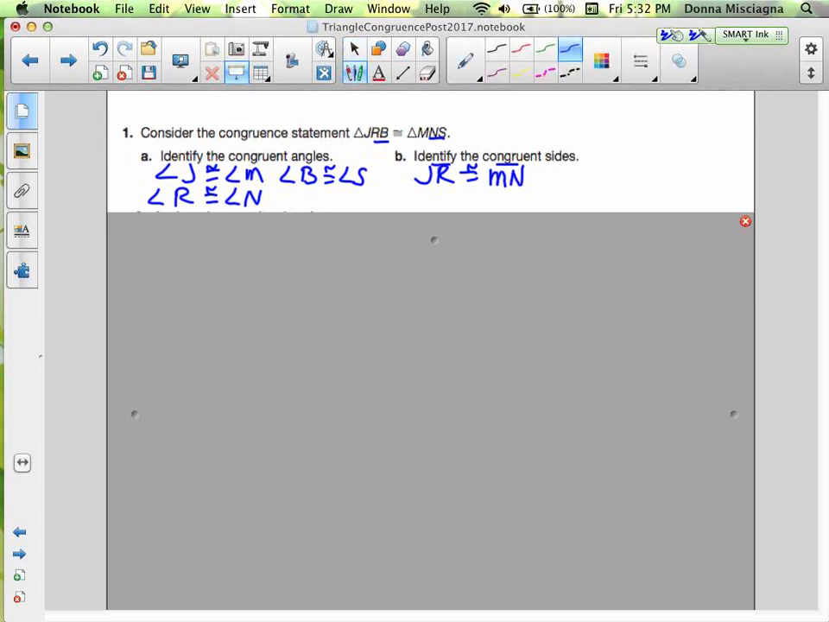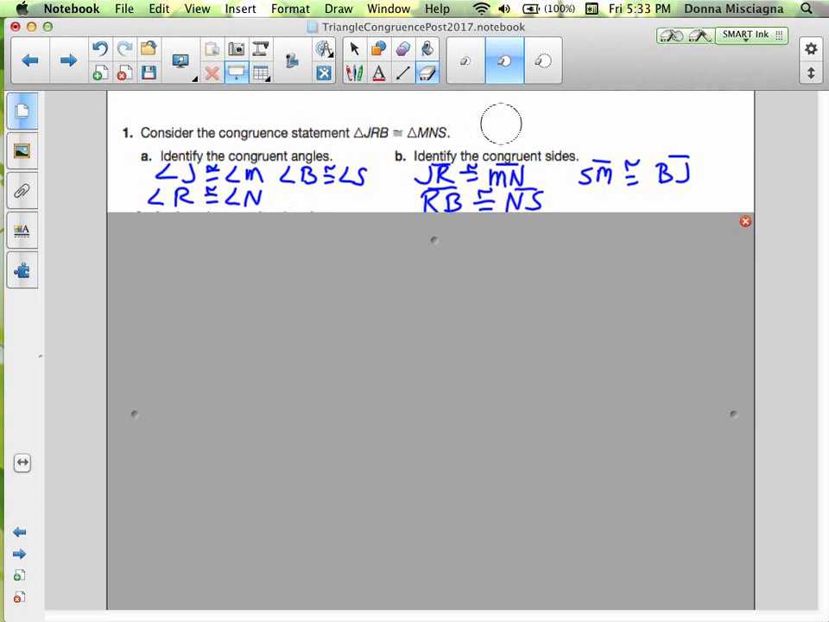So RB would be congruent to NS. And then finally, if we continue around the triangle, these two segments will also be congruent. So SM is congruent to BJ. And there we go. We've named all of our congruent sides and angles. It was just that easy.